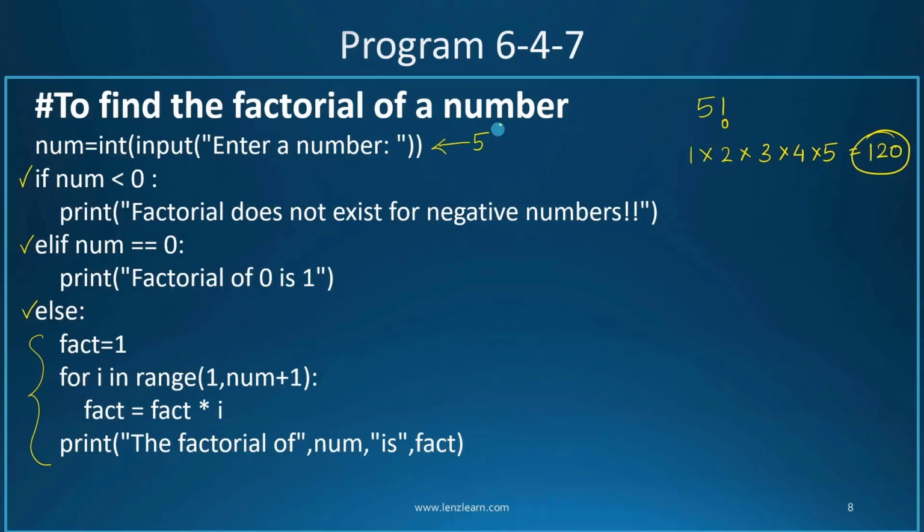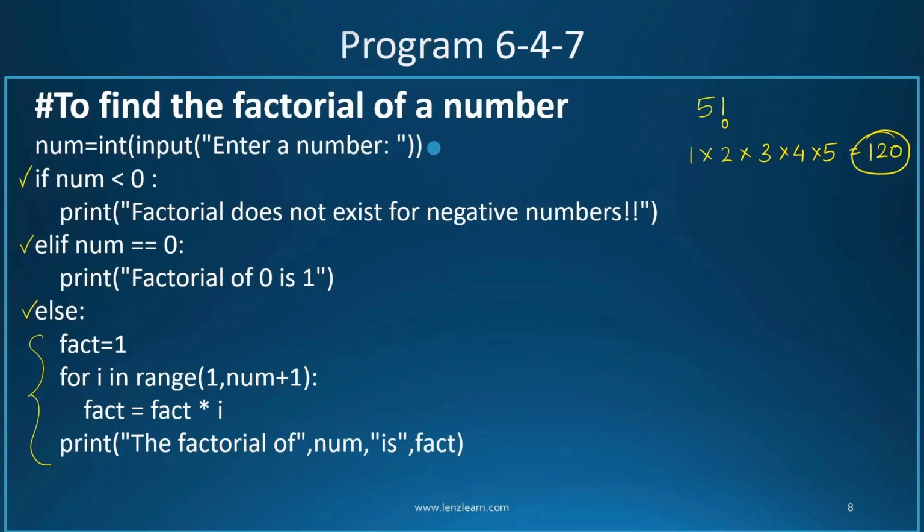Okay, so if the number that you have inputted to the program is a negative number, for example, you enter -5 to the value num, in that case the if condition check will be true because num is less than 0, and it will just print factorial does not exist for negative number, and the program will terminate. If you enter value 0 as the input for number, then the elif condition will be true where num is equal to 0, and it will print factorial of 0 is 1.